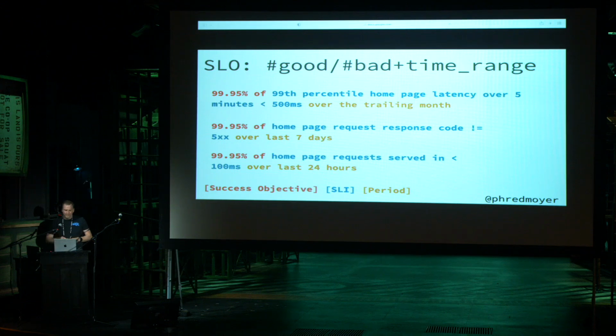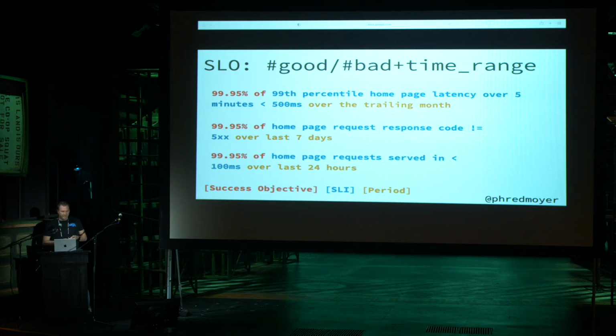An SLO. An SLO is the number of good requests divided by the number of bad requests over a time range. So these also, I used color coding to parse these out so folks could understand them. We have three components. A success objective, which folks know is 99% usually. We have your SLI, which is embedded in the middle of the SLO. And we have a time period.